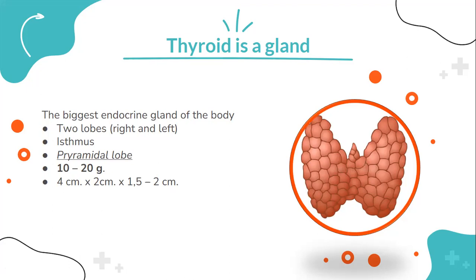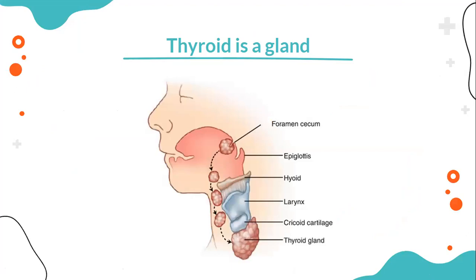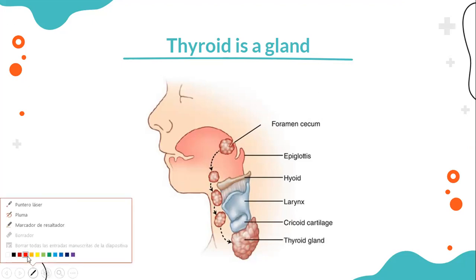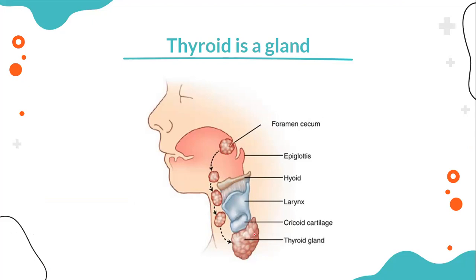So as I was telling you, this organ starts its freeway at the base of the tongue, the foramen cecum, right? Then it goes down, straight down to its final position. As you can see, it is reaching its final position.